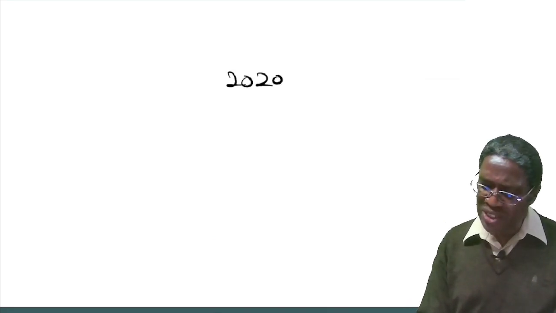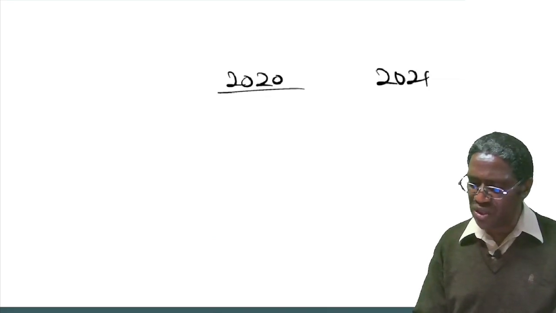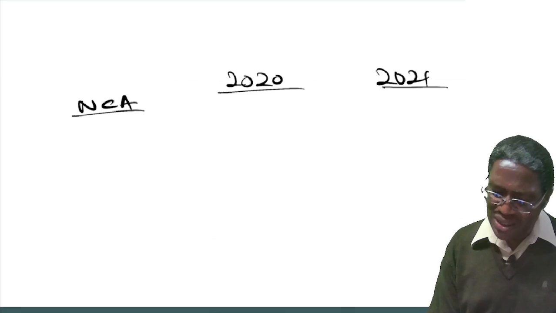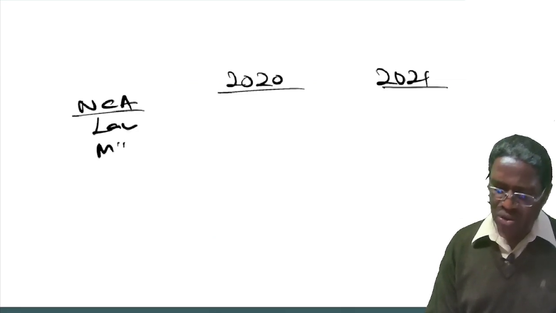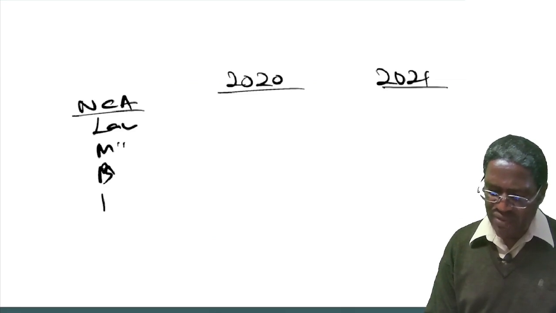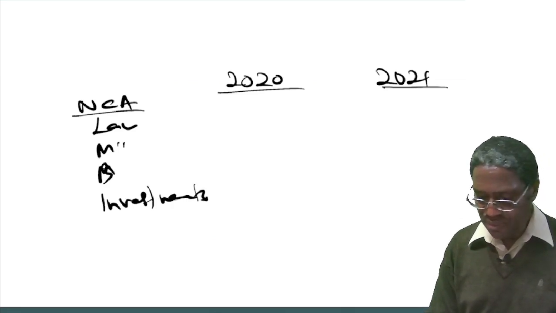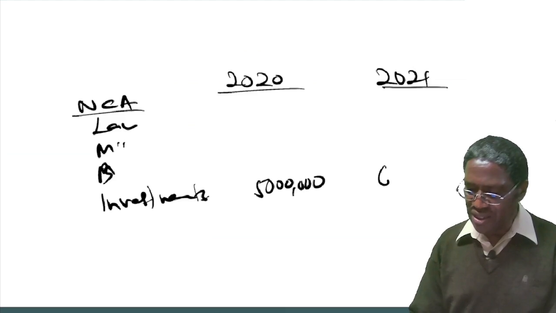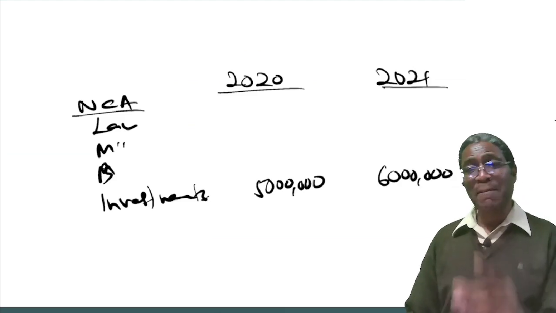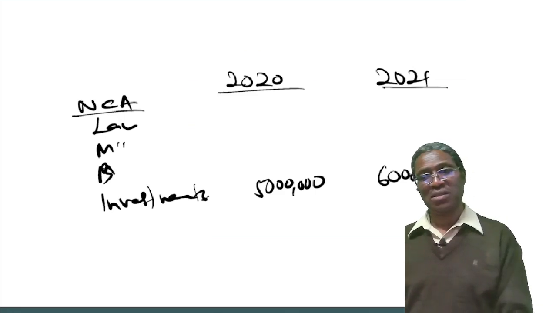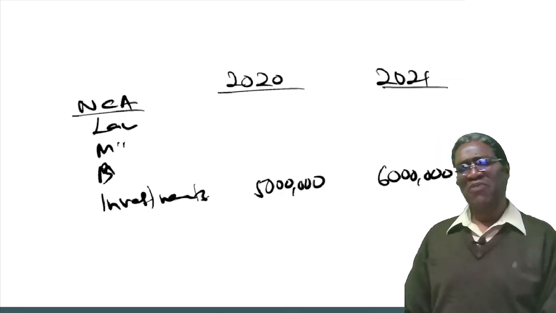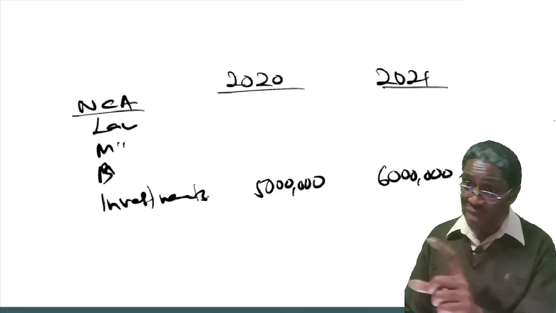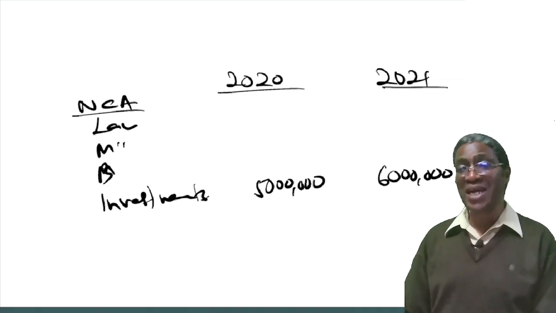I have already said, investing activities are those transactions that affect fixed assets. So suppose you go to the balance sheet last year 2020 and the balance sheet this year 2021. Among the non-current assets here, there is land, motor vehicle, building, and now we have investments. Maybe investments were 5 million last year and this year 6 million. They are among the non-current assets. So what could have happened if your investments were 5 million last year and this year 6 million? They are long-term investments. That's why they are among the non-current assets.